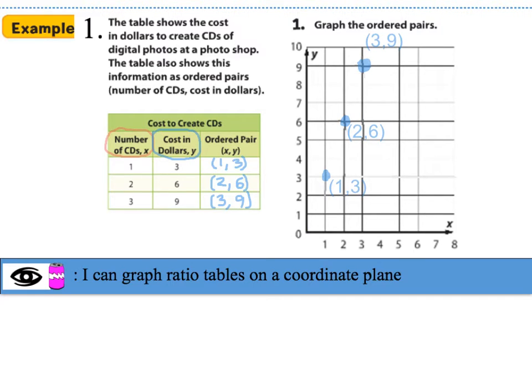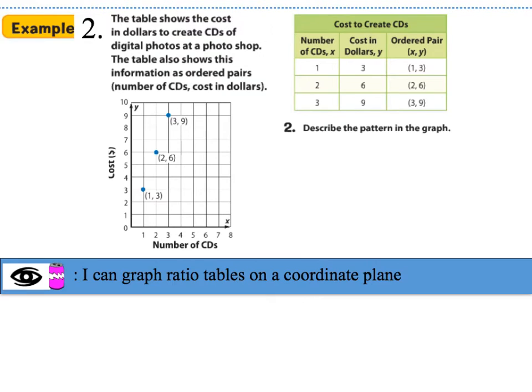One thing that you want to do is make sure that your coordinate plane is labeled. So you don't just want to call it the x-axis. You want to make sure it's labeled, whatever the table's called. So on my x-axis, we call it the number of CDs. And for my y-axis, we called it the cost in dollars, or the money. So make sure you label your graphs so we know what the x-axis and the y-axis mean.